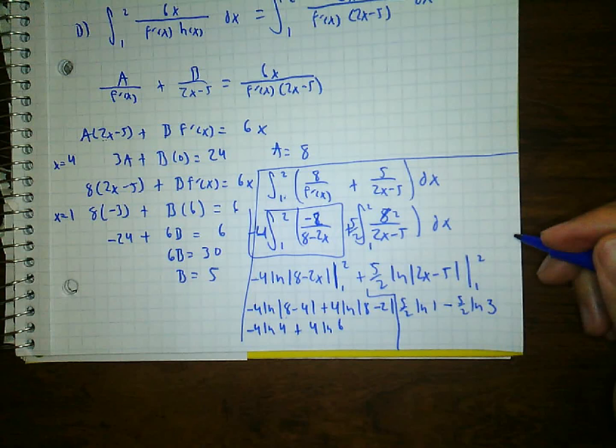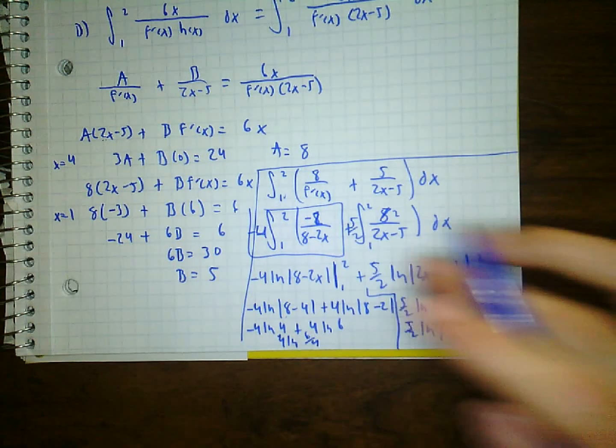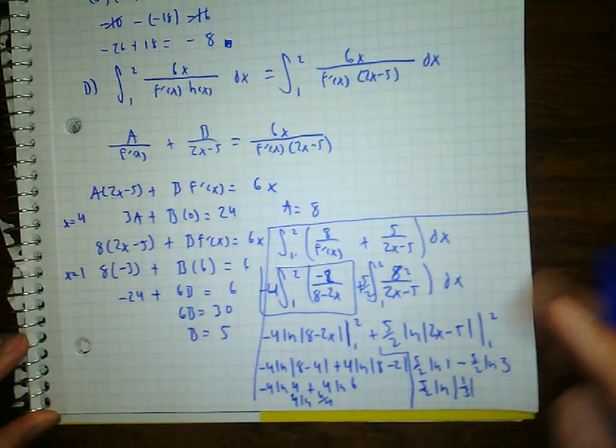And on this side, I can do a 4 ln of 6 over 4. So I'm just going to switch the order, so that's 2/3. Sorry, I'm running out of space. I just don't want to waste a whole lot of paper. So here's where I'm at.